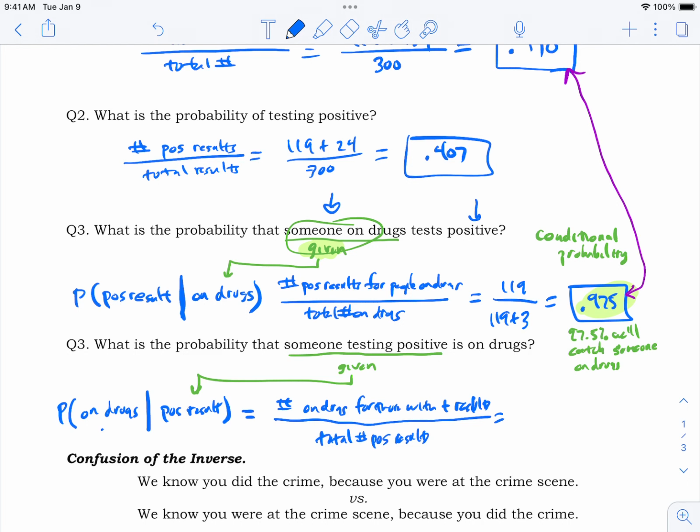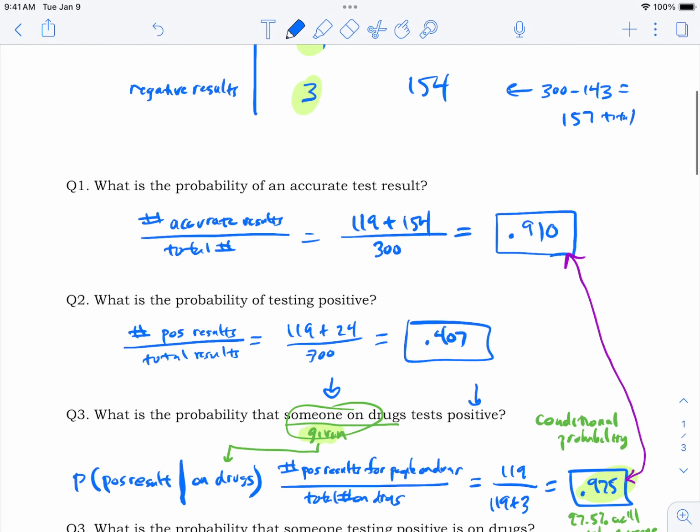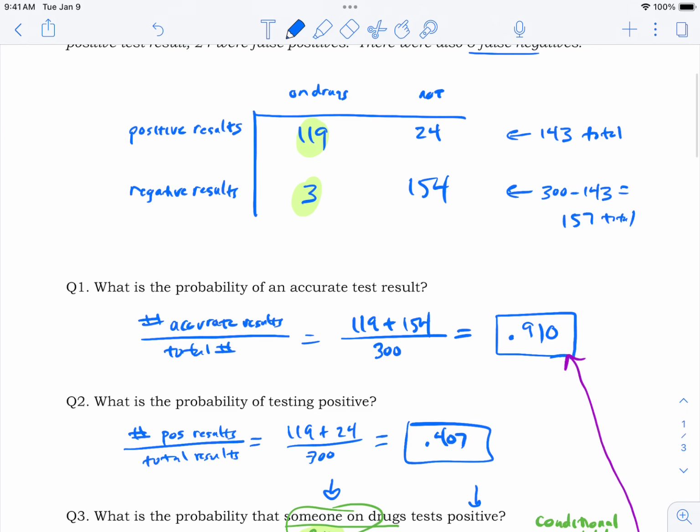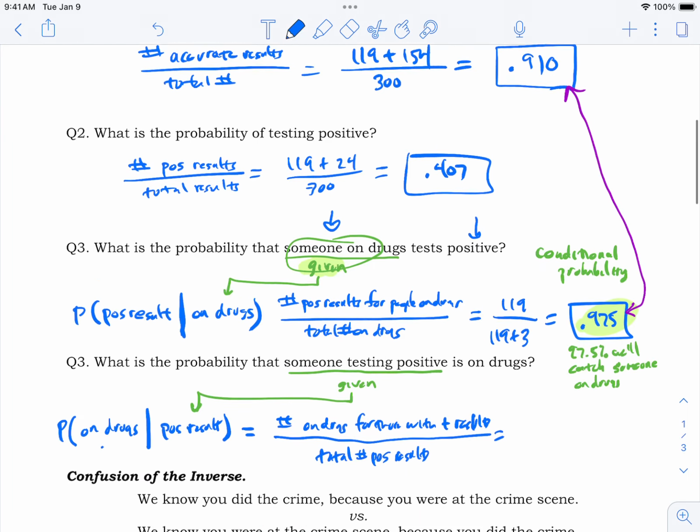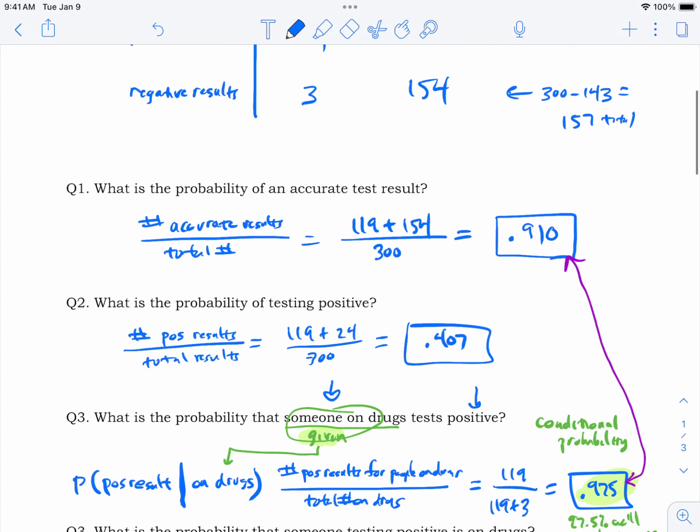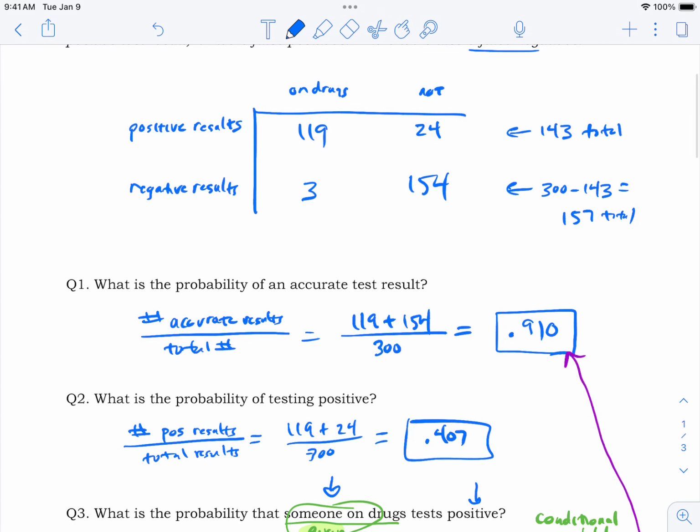And what is that? Well, we consult our table again. The number of people, what was I looking for? On drugs who have a positive result. Okay, so these are the guys with positive results, all of these people. Those are the ones on drugs, 119.